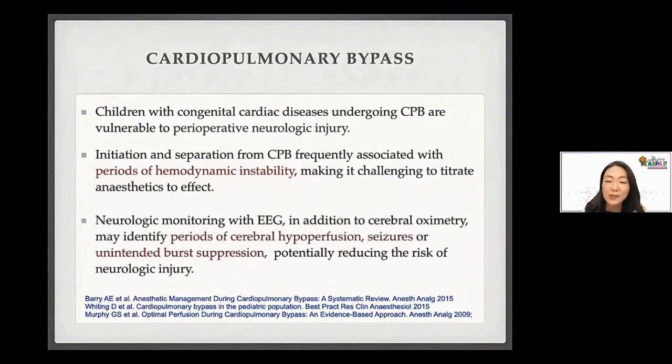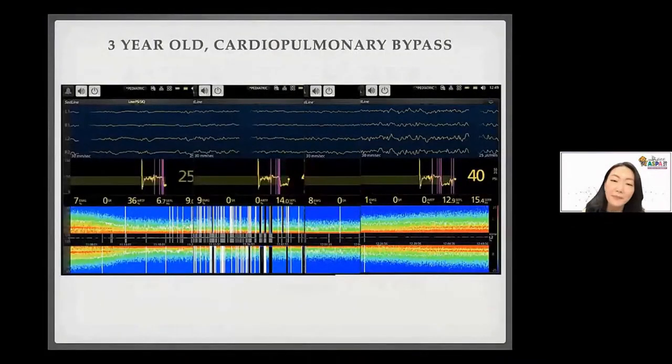So in addition to cerebral oximetry, which we use routinely, neurologic monitoring with EEG monitors may identify periods of cerebral hypoperfusion, seizures, or unintended burst suppression, and potentially reduce the risk of neurologic injury in these circumstances. Here, I will show you the spectrogram of a 3-year-old who is having cardiopulmonary bypass for repair of partial anomalous pulmonary venous drainage, ventricular septal defect, and atrial septal defect.